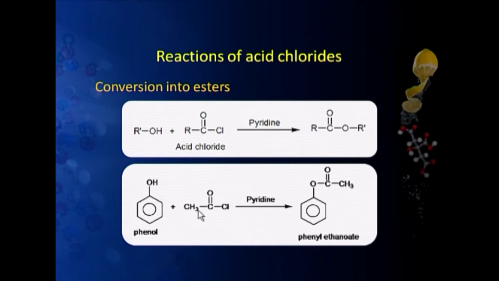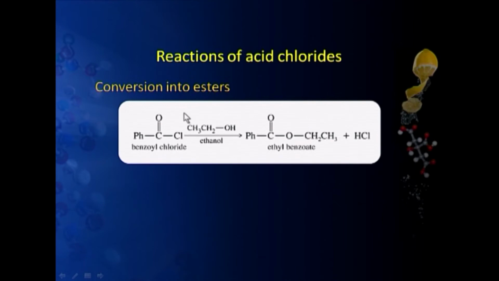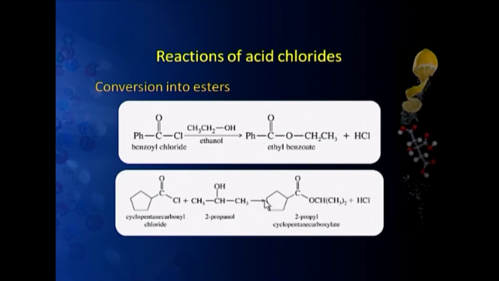Phenols also react with acid chlorides and we can get corresponding esters. Say if it is ethanoyl chloride and phenol, we will get phenyl ethanoate. We can have even aromatic acid chlorides reacting with alcohol. Say ethanol reacts with benzoyl chloride and we get ethyl benzoate, or even this cyclopentane carbonyl chloride reacts with say 2-propanol and we will get this ester, that is 2-propyl cyclohexane carboxylate. So, all types of esters can be obtained by the reaction of alcohols or phenols with different acid chlorides.